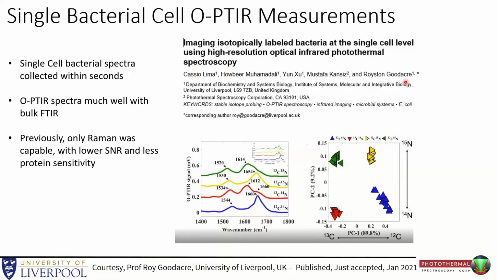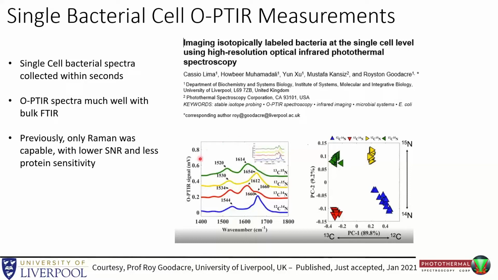Roy Goodacre from the University of Liverpool has also published recently looking at isotopically labeled bacteria, E. coli in this case, where they were fed different substrates, some of them labeled with carbon-13, some of them labeled with nitrogen-15, and when incorporated into the cell, these have profound impacts on the proteins in particular. So they shift. You can see some of the shifts from amide-1 to amide-2, sort of in the order of 30, 40 wave numbers. And all of this information is used to extract out more information about the metabolism of these cells.